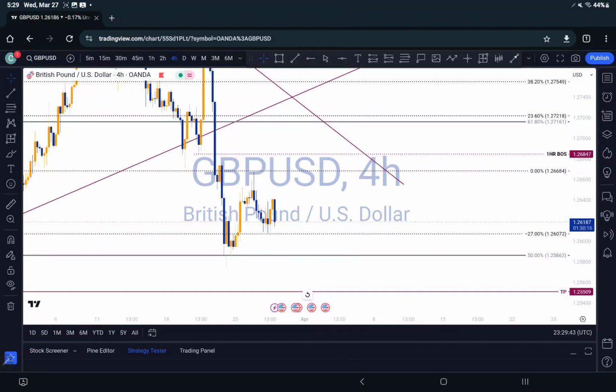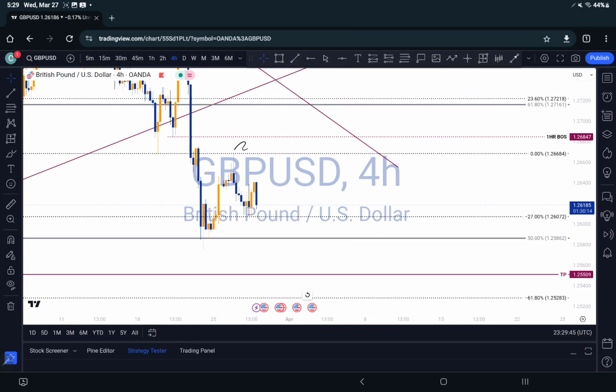Yeah, and we can see on my 4 hour right here, it's creating the lower high, lower high. I don't know how this candlestick will close yet, but if this candlestick closes with this kind of momentum, then there's a possibility for it to continue to tank to the downside.